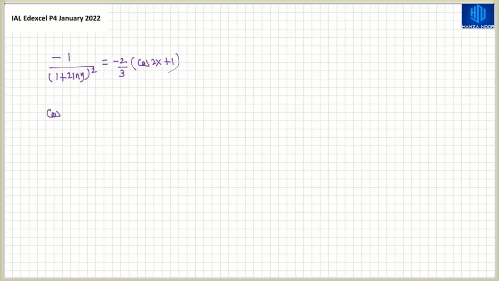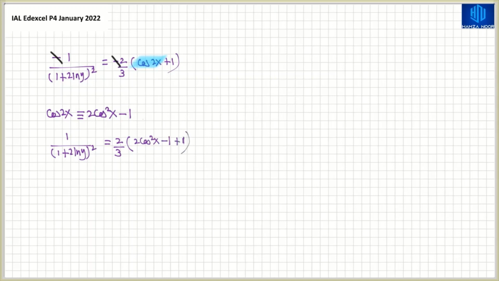So as we know, cos 2x can also be expressed as 2 cos square x minus 1. So in place of cos 2x, I'm going to write 2 times cos square x minus 1. And now for the next step, this minus sign and this minus sign cancel out. Therefore, 1 upon (1 plus 2 ln y) whole squared is basically equals to 2 over 3 multiplied by (2 cos square x minus 1 plus 1). So this -1 plus 1 is cancelled out.